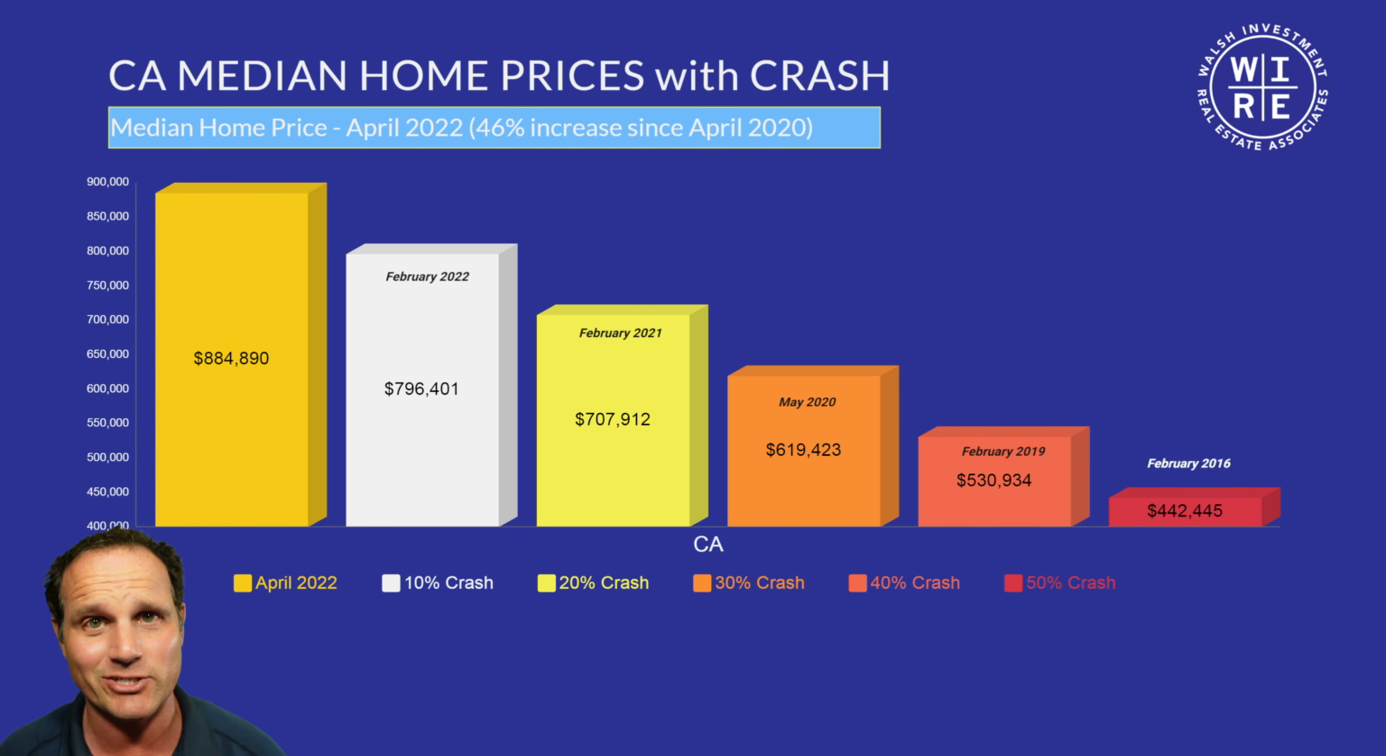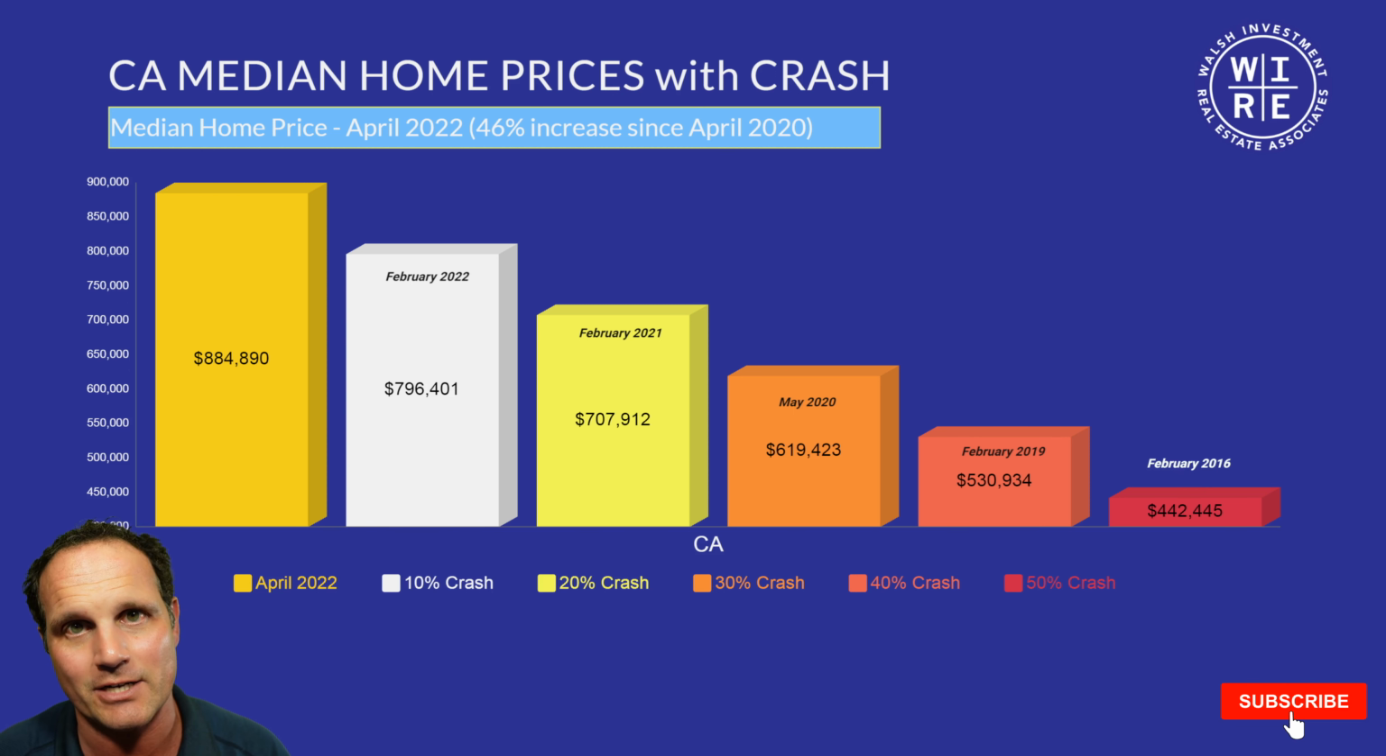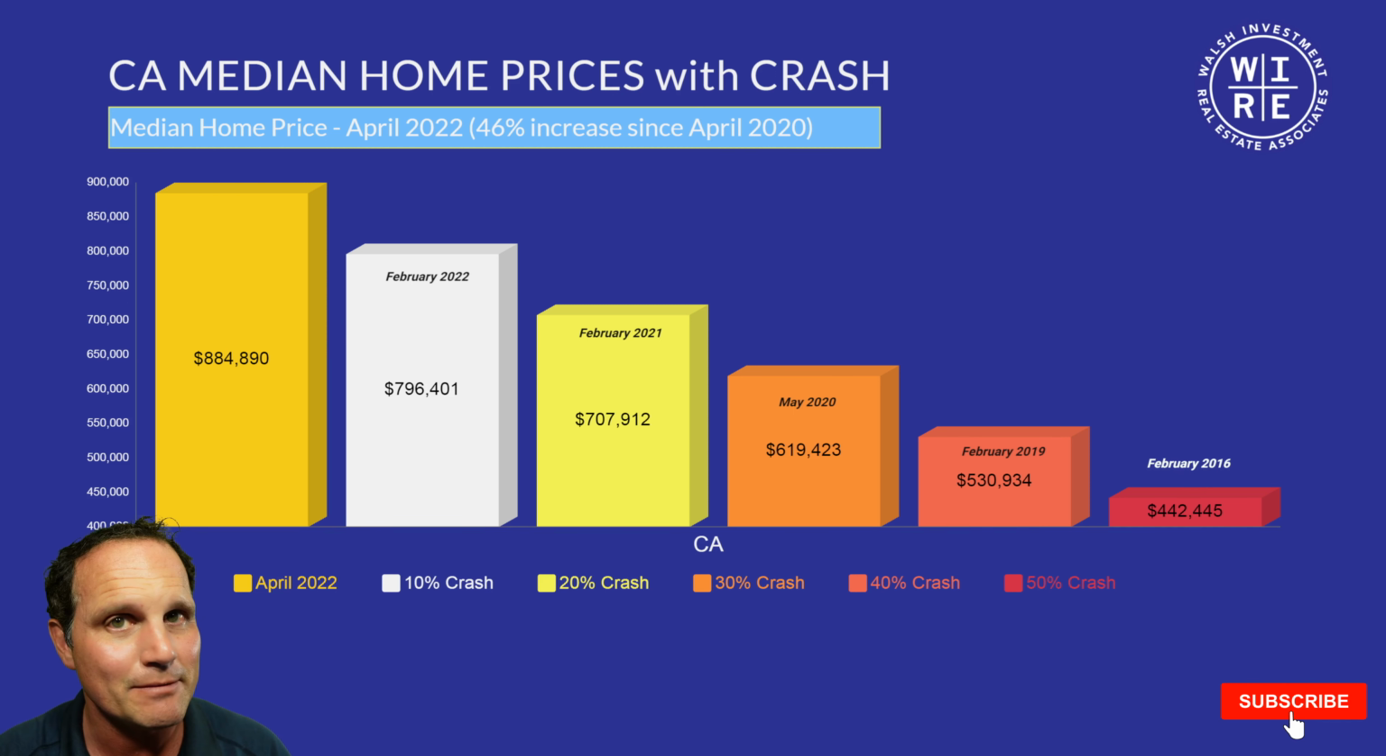So just like at the national level, and even a little bit more, we're going to need more than just a 30% crash in the state of California to get back to pre-COVID median home price levels. So that is, again, very important to understand. We need a huge drop in order to just get back to what it was like before COVID started.